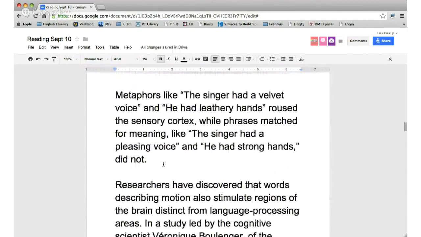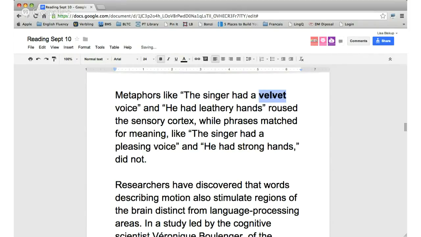Metaphors like the singer had a velvet voice and he had leathery hands roused the sensory cortex, while phrases matched for meaning, like the singer had a pleasing voice and he had strong hands, did not.